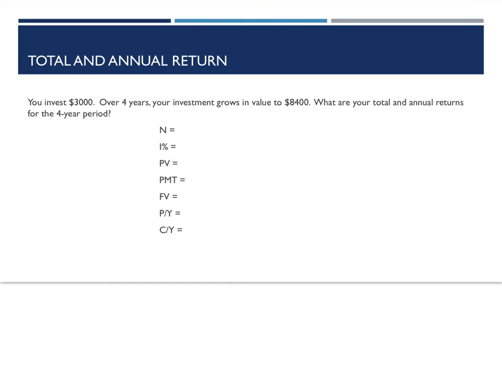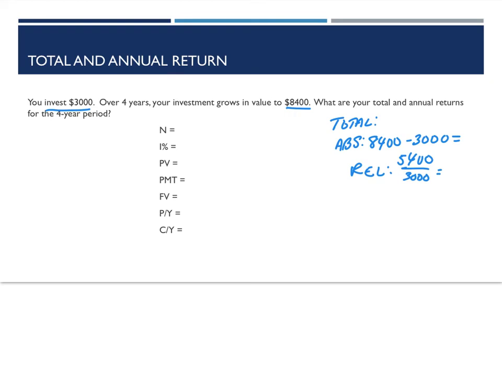So there's 2 different parts to this. If you want to do the total return, that is the relative change. So all I care about is I started with 3,000, I ended with 8,400. That means for my absolute change, I made money. So I do the 8,400 minus the 3,000 gives me 5,400. To find the relative change, I need to divide that by 3,000.